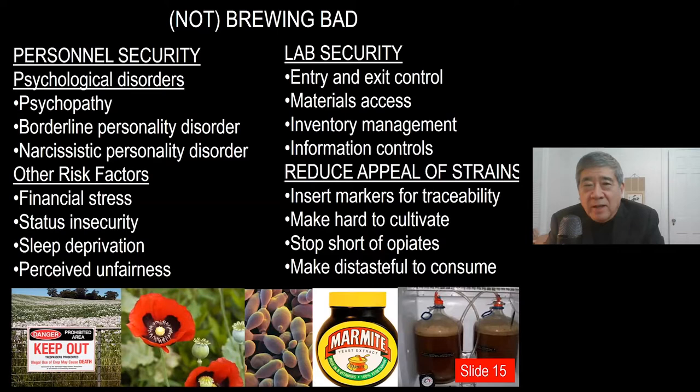And then personnel security. This was the point that actually got interesting. We went to experts and talked about the things that you would want to do to select staff to be working on something as sensitive as this. And they went through that list of disorders that you can see on the left, psychological disorders like psychopathy and narcissistic personality disorder. Other risk factors: financial stress, status insecurity, sleep deprivation, perceived unfairness.